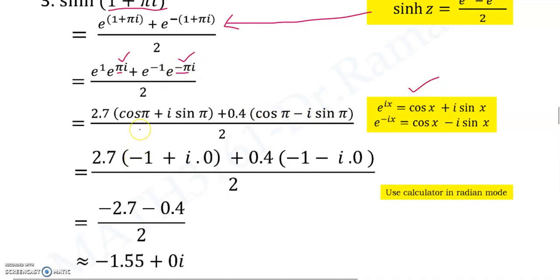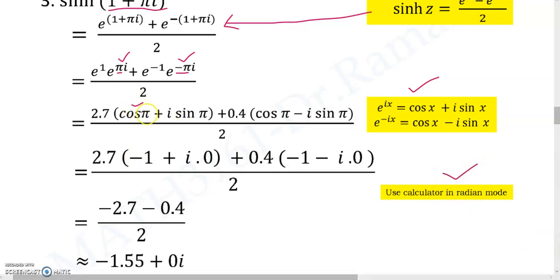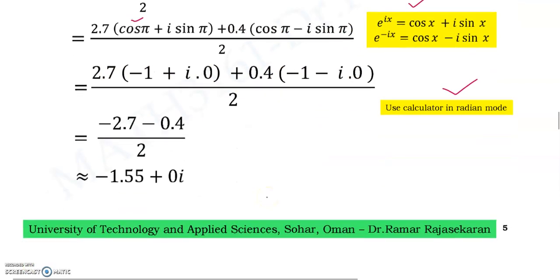Now you can write the value of cos pi by using the calculator in radian mode. This is minus 1, sin pi is 0. Similarly here this is minus 1, sin pi is 0. Then you multiply 2.7 and here you multiply 0.4. Then you simplify it, and you will get the final answer like this. This is nothing but a plus bi form. a is minus 1.55 and here b is 0.